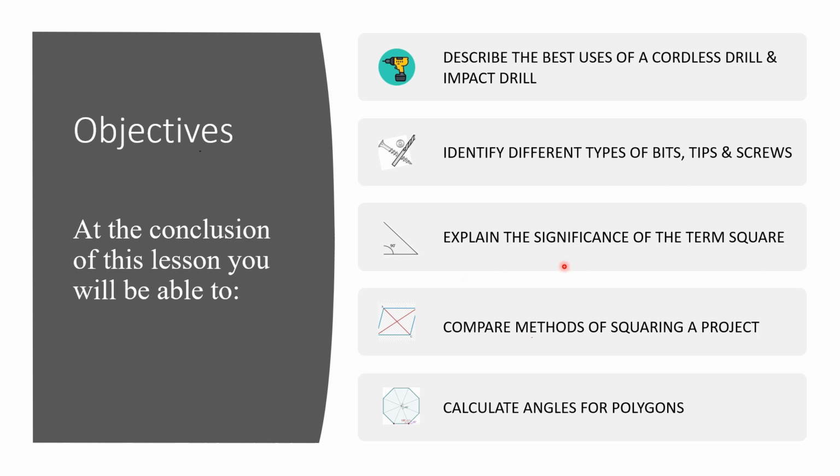Then explain the significance of the term square. What does that mean, and why is that so important in carpentry? Compare the methods of squaring a project. We'll learn about the term square, and we'll learn about different methods of squaring. You need different ways that'll be determined by the size of the project most of the time. There are a few different ways to do it, and it's good to know different ways to do things.